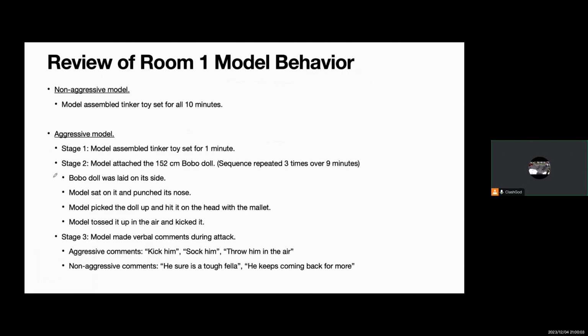First, the model hits the bubble doll. This is aggressive action. But second of all, the model also made aggressive verbal comments. But they also made non-aggressive verbal comments. There are 3 types of possible imitations from the child: either physical aggression towards the bubble doll, or verbal aggression, or verbal non-aggression. So the 3 types of possible imitations.